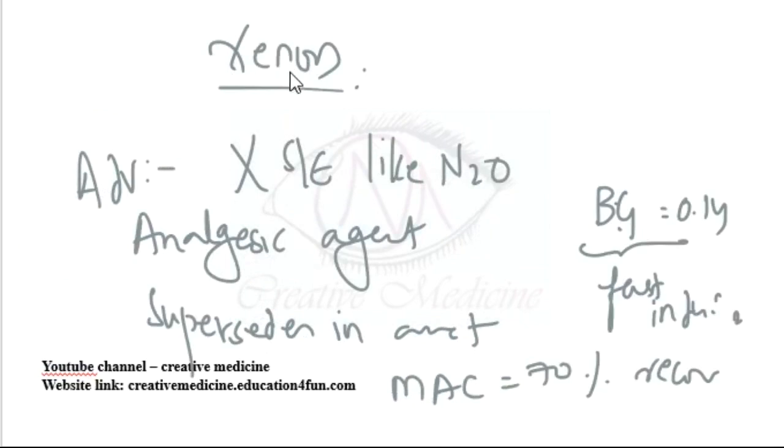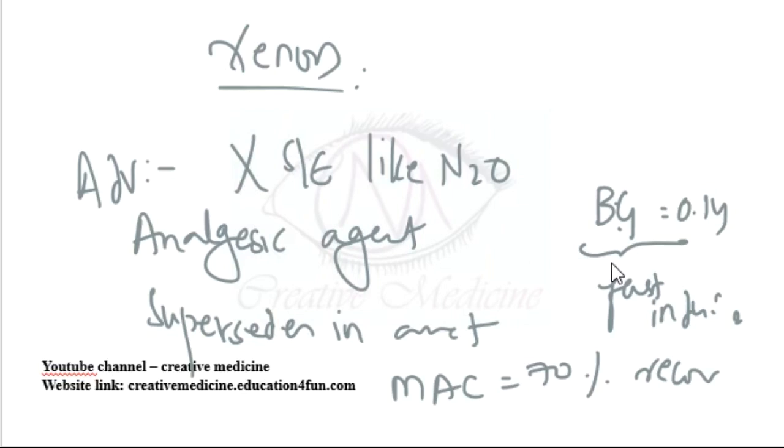Summary. Xenon has no side effects like nitrous oxide. It is an analgesic agent. Then it supersedes in anesthetic properties. The minimum alveolar concentration of xenon is around 70% and blood gas solubility is 0.14.